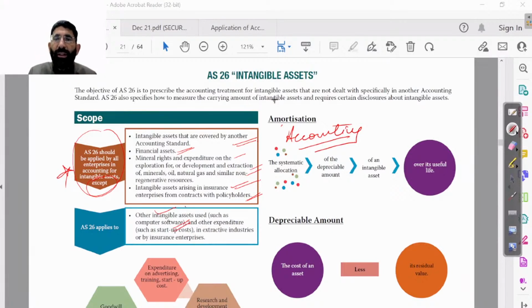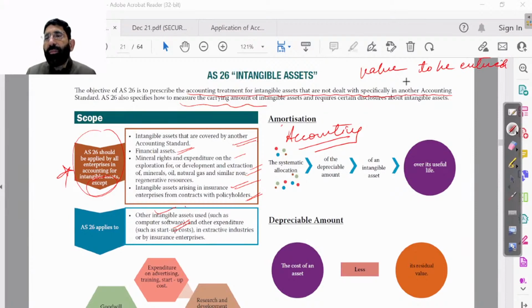You may also see the objective. Here we have to see the accounting treatment for intangible assets that are not dealt with specifically in another accounting standard. So if accounting treatment of a particular intangible asset is not covered in any AS, then that will be covered here. We'll have to check how to measure the carrying amount, means how much value to be entered in the books of accounts. That is the most important part, and requires certain disclosure.